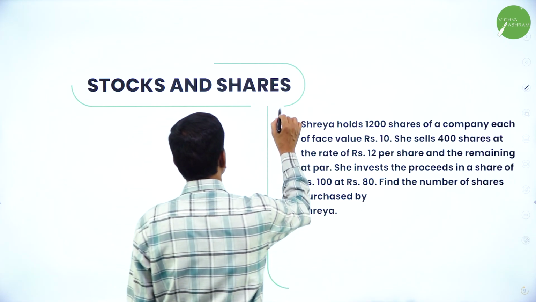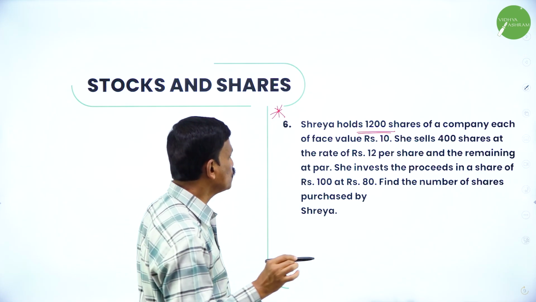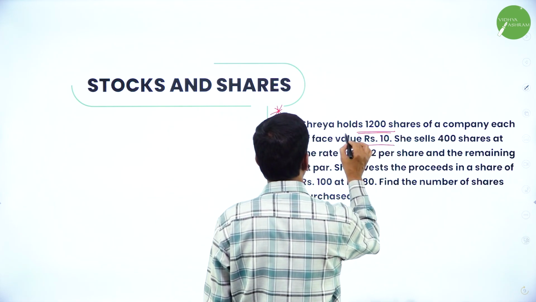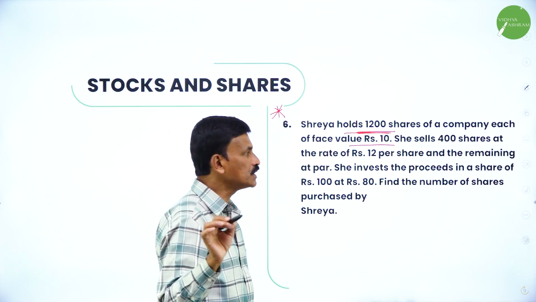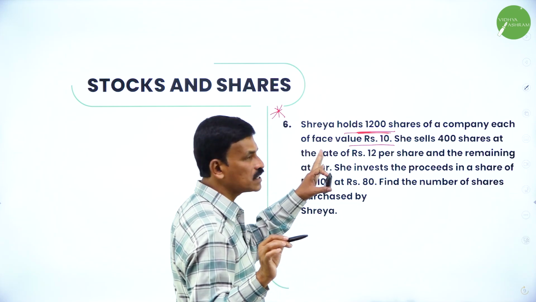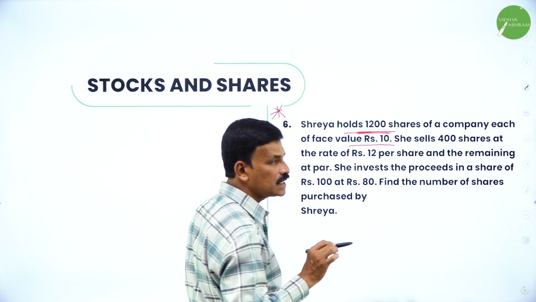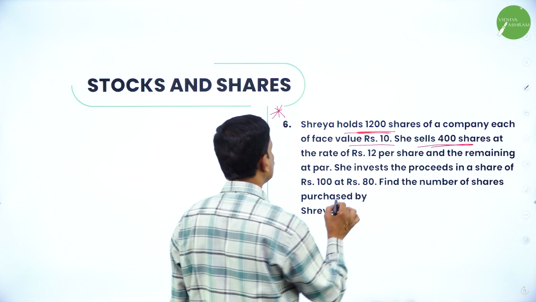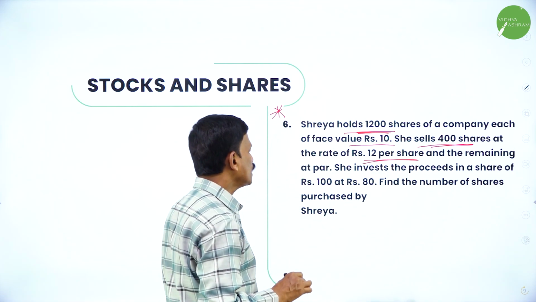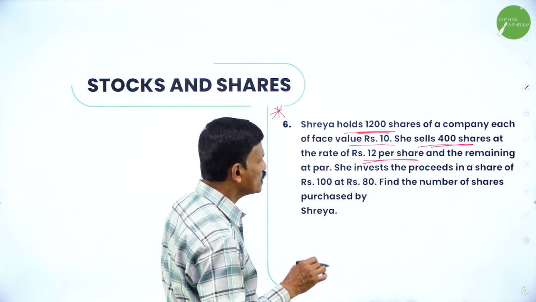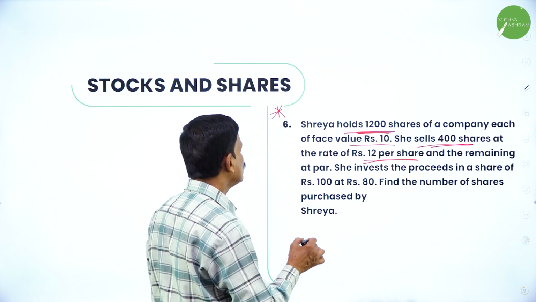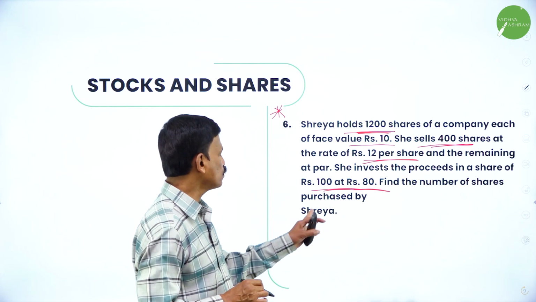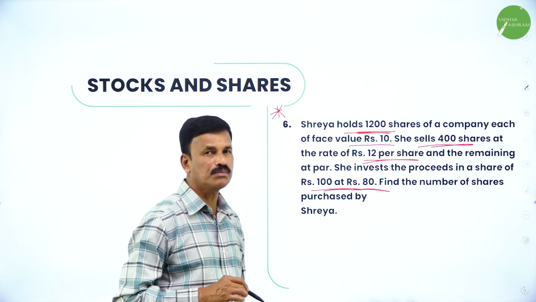This is also an important problem. Shreya holds 1,200 shares of a company, each of face value rupees 10. She sells 400 shares at the rate of 12 per share and the remaining at par. She invests the proceeds in shares of rupees 100 at 80. Find the number of shares purchased by Shreya. This is also an important problem.